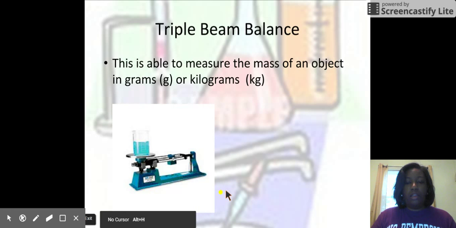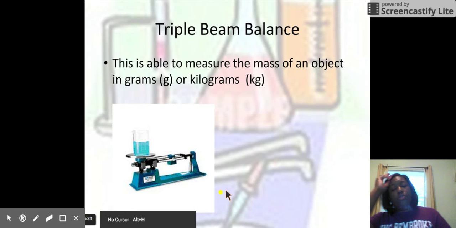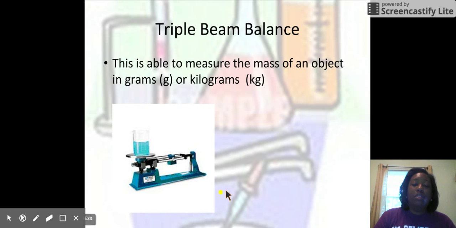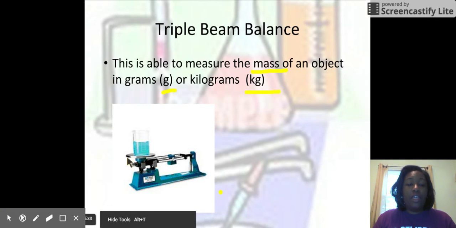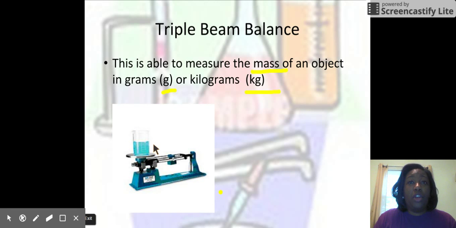So triple beam balance, we've used this in 6th grade. If you haven't used it before, this is what it looks like right here. It's able to measure the mass of an object in grams, lowercase g, and kilograms, lowercase k, lowercase g. This right here is what you would measure, like if you had the liquid in a beaker, you wanted to measure how much you had in grams.